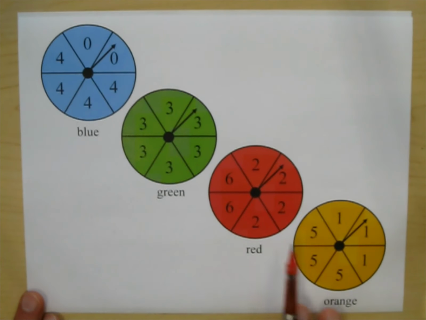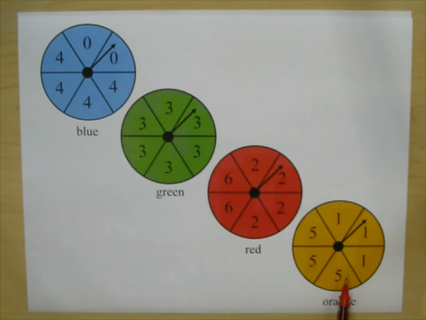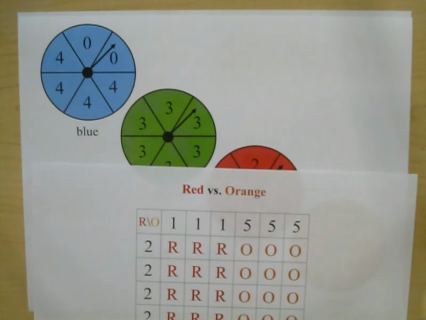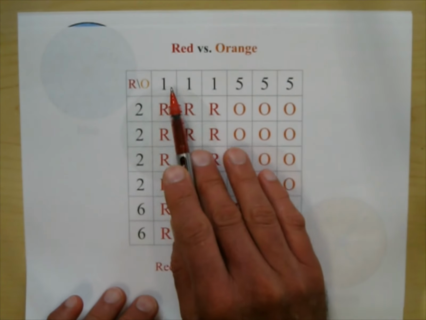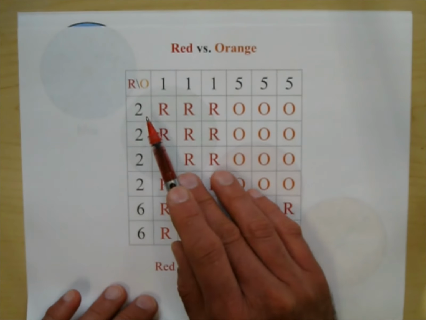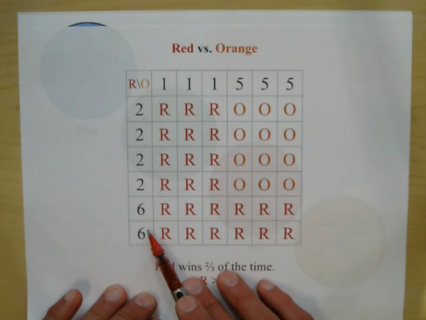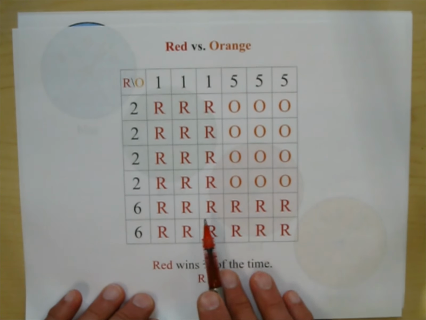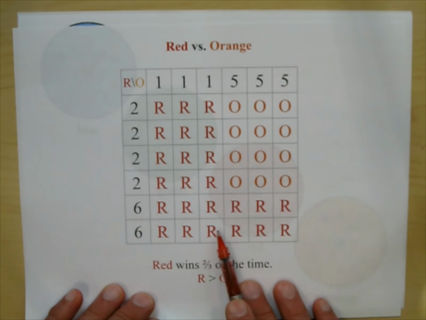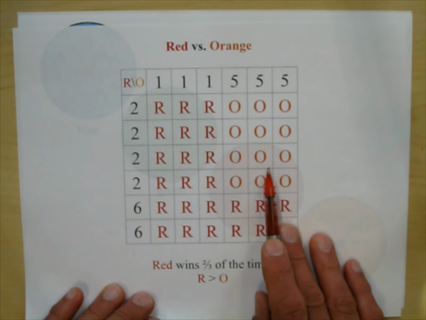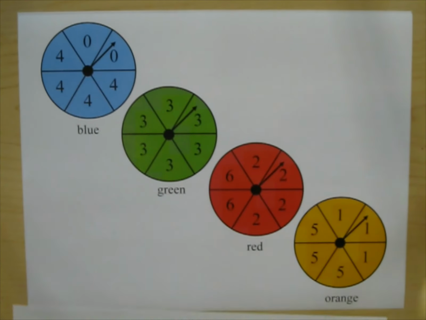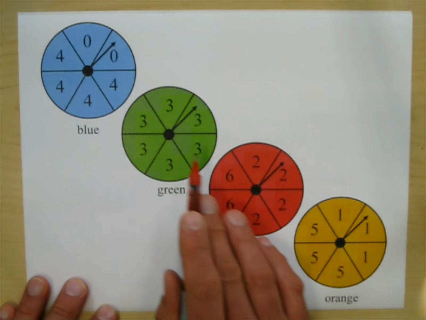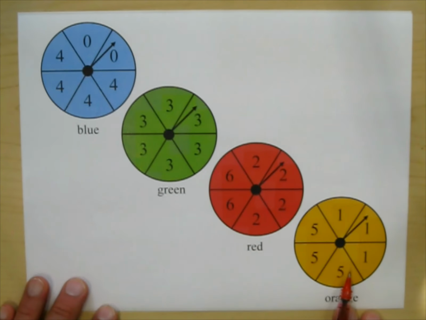Let's compare red with orange. And I know that kind of looks a little yellowish. Here's red. Okay, so orange has 1, 1, 1, 5, 5, 5. And then red has 2, 2, 2, 2, 6, 6. And if you do the same thing, you see that you get a lot more reds winning than oranges. So red wins 2/3 of the time. Red is greater than orange. Okay, so this is how it goes. Blue is greater than green is greater than red is greater than orange.